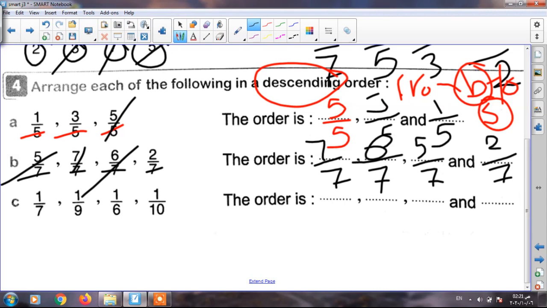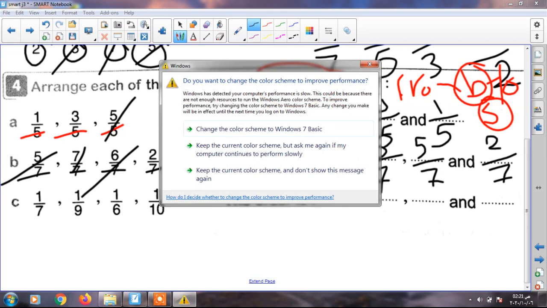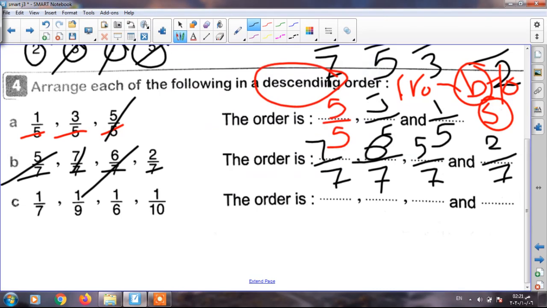Okay, the last one here I have 1 seventh, 1 ninth, 1 sixth, and 1 tenth. Okay, here Junior 4 I have the same numerator. It means I will make the opposite. The smaller denominator will be the biggest fraction. So here, where is the smallest? 6. So this is the biggest fraction. 1 sixth.